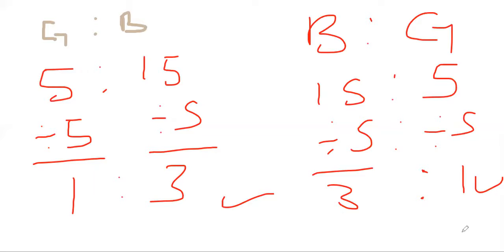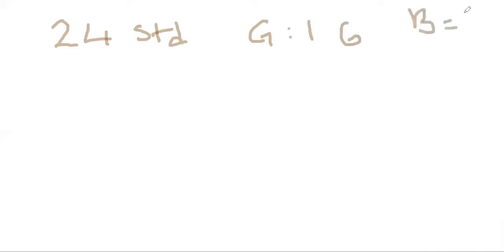So what if you go to another different class and you find that the total number of students is, I'm going to pick a random number, let me pick 24 students. And then we have girls, I'll pick a number like 16. 16 girls. So boys, we don't know.